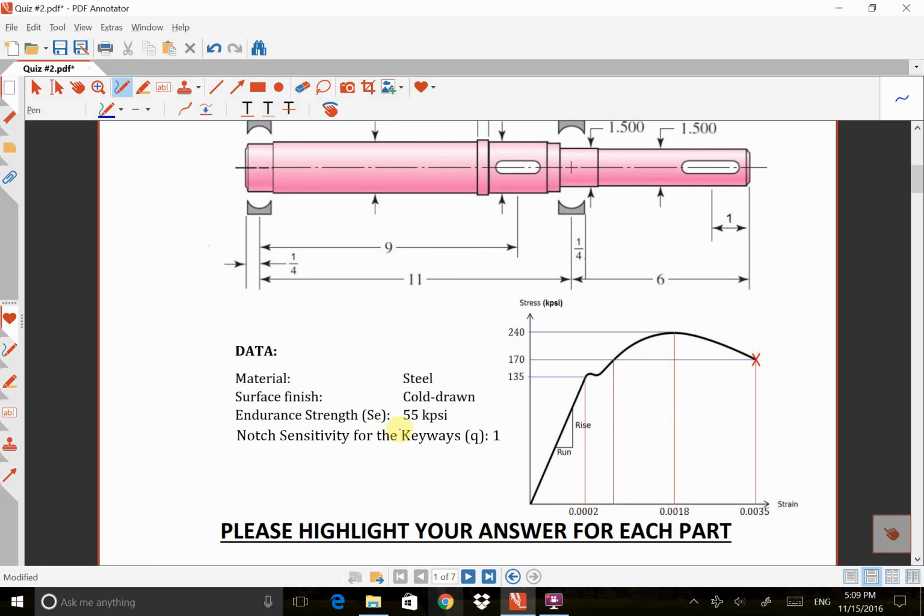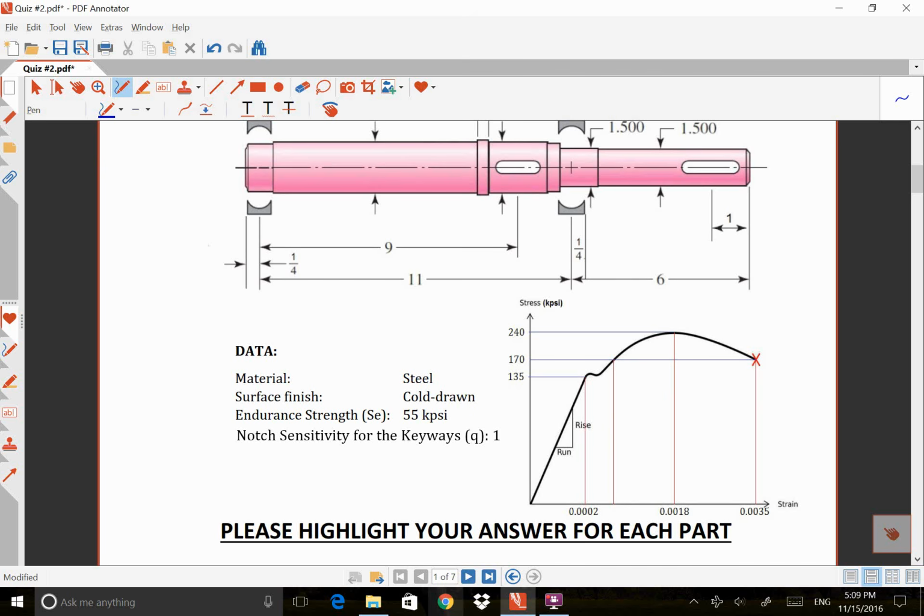The strength was found in chapter 6, and for this question is 55 kpsi, kilopound per inch squared. And notch sensitivity for keyways for either of them is 1, and that's for both bending and shear case.